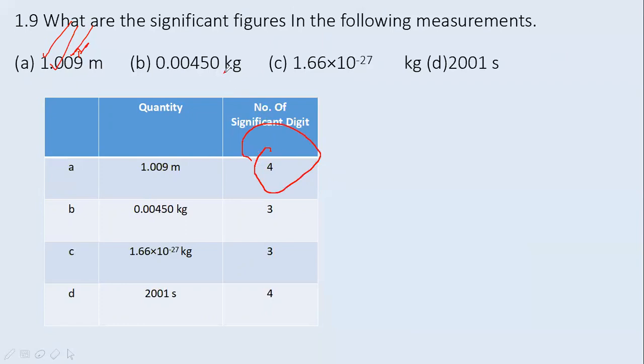Here, zero is significant, five is significant, four is significant. These zeros are not significant according to the rule. So three significant figures.